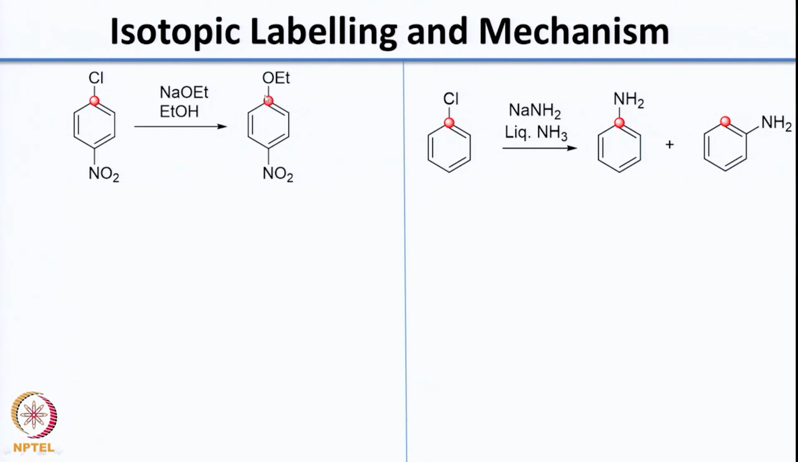Now, in the second case, you again have the labeling on the carbon, and you treat it with a base in liquid ammonia. Your nucleophile here is NH2, and what you see is the NH2 can be at the position with the labeled carbon or right next to it.